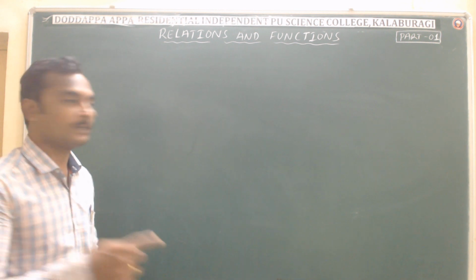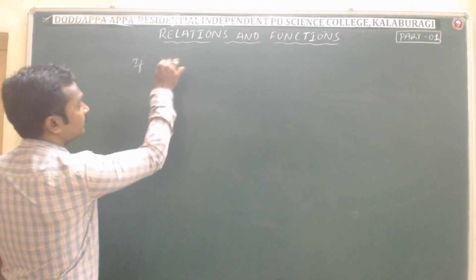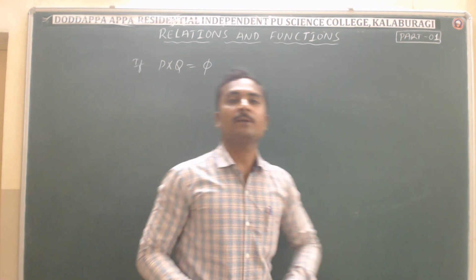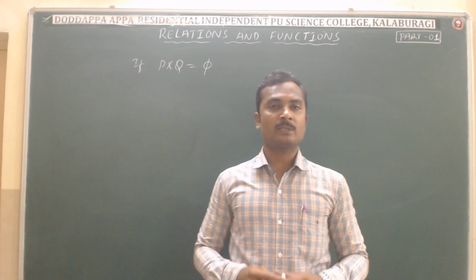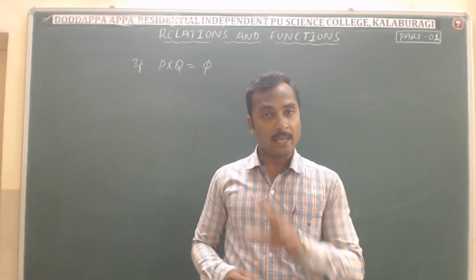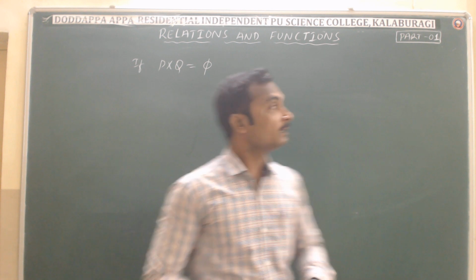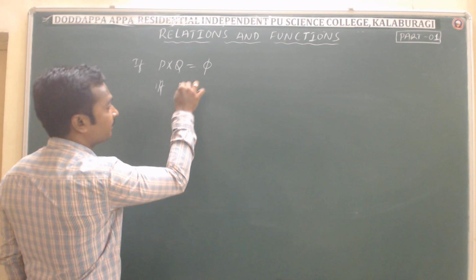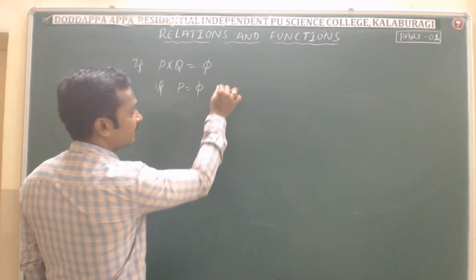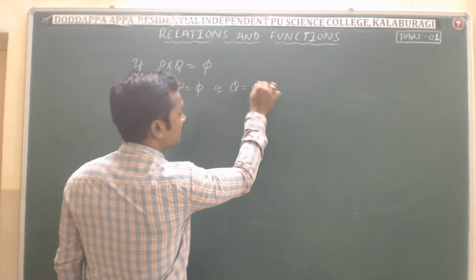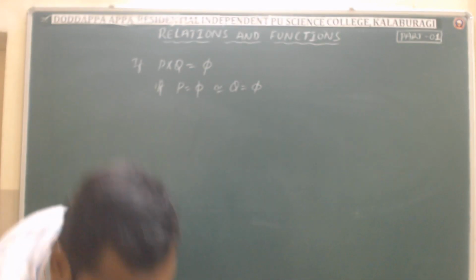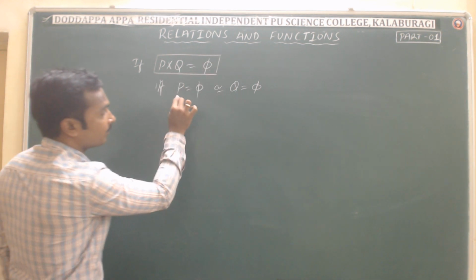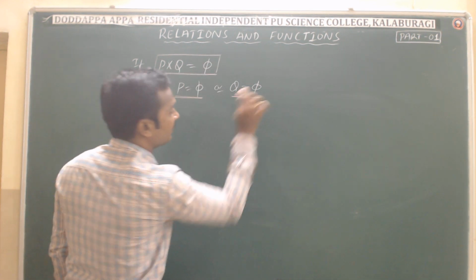If the Cartesian product of any two sets is a null set, provided any one of the sets might be an empty set. The Cartesian product of any two sets is a null set if and only if either P is a null set or Q is a null set. Remember that the condition is whenever the Cartesian product of two sets P and Q is a null set, P is a null set or Q is a null set.